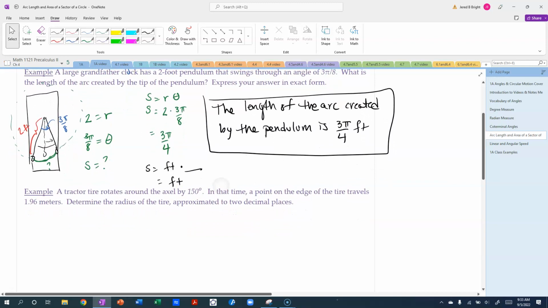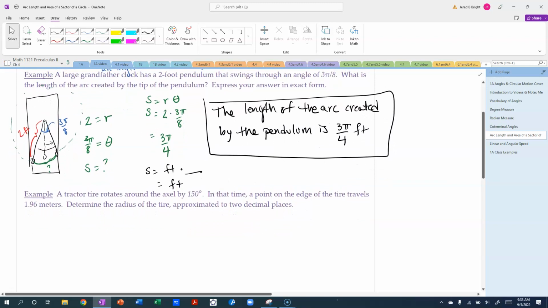All right. So I want you to take a minute and try the tractor tire example on your own. I'll write out my solution and then run through it. But try it out.